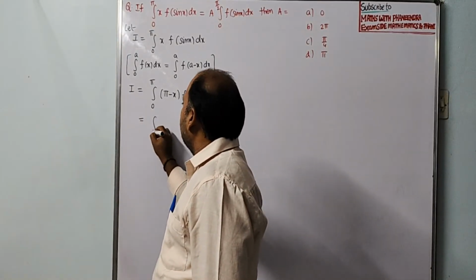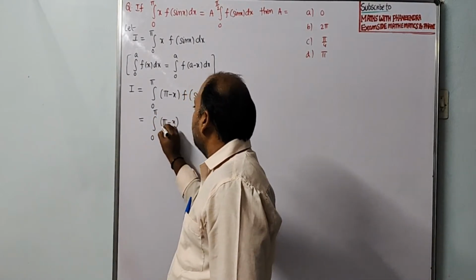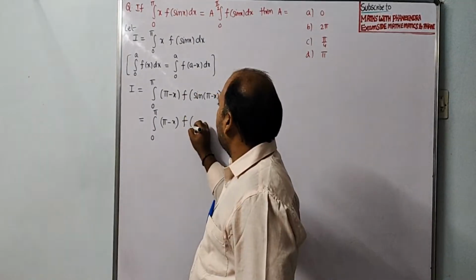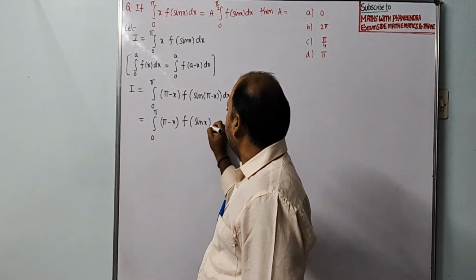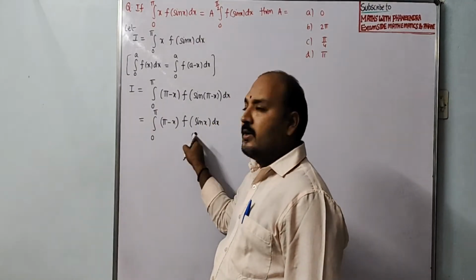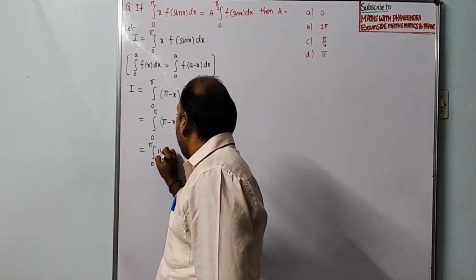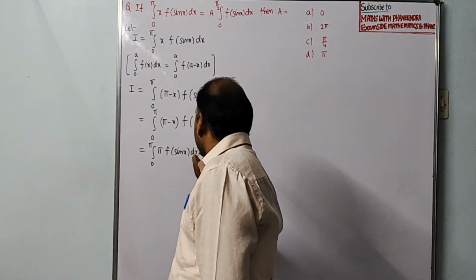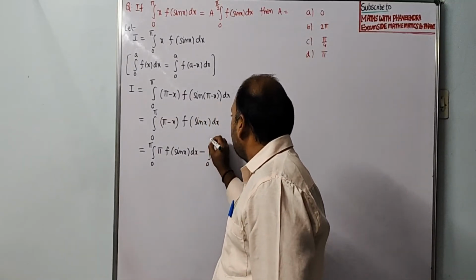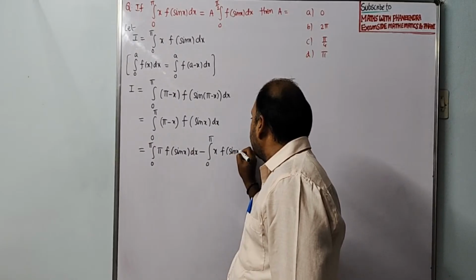Which is equal to integral from 0 to pi of pi minus x into f of sine of 180 minus theta, which is sine theta. So it will become sine x itself, dx. Now we can separate that: integral from 0 to pi of pi into f of sine x dx minus integral from 0 to pi of x into f of sine x dx.